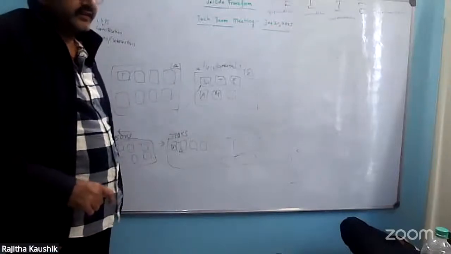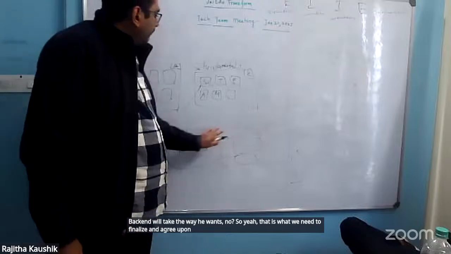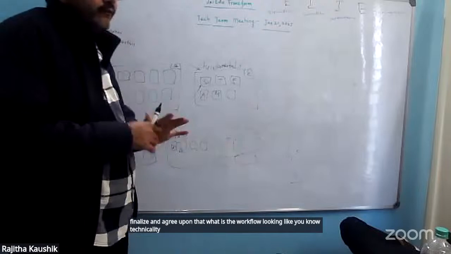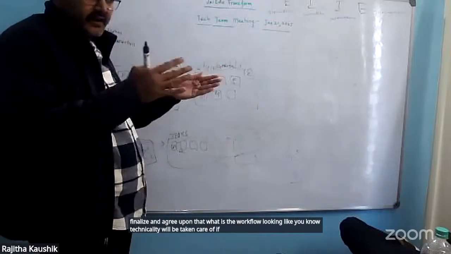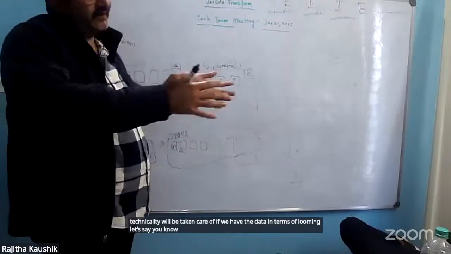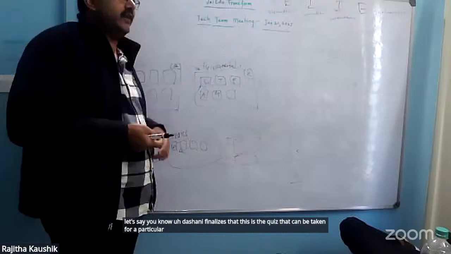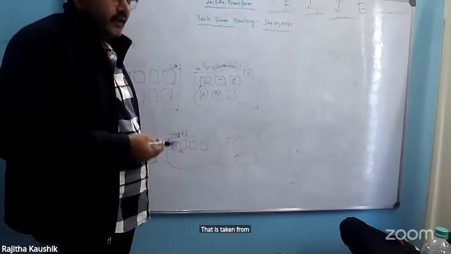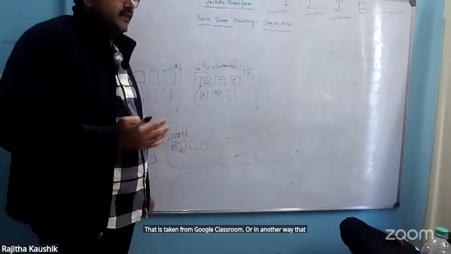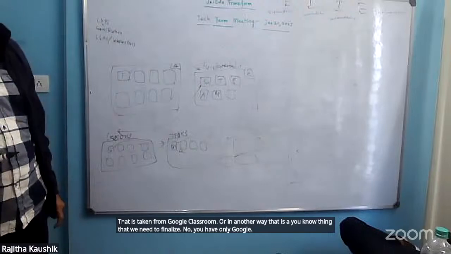No, so that is what we need to finalize and agree upon, what the workflow looks like. Technicality will be taken care of. I'm not talking in terms of data, I'm talking about workflow. Let's say Darshanji finalizes that this is the quiz that can be taken for a particular topic. Is that taken from Google Classroom or in another way? That is a thing that we need to finalize. No, you have only Google Classroom. Only Google Classroom. You have nothing else. Nothing else, only that.